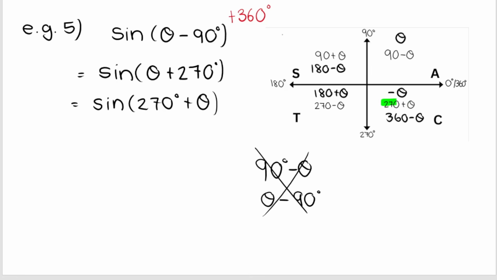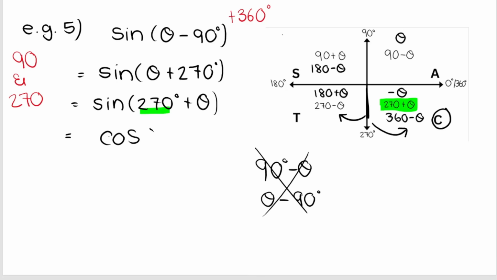And 270 plus theta is in this quadrant over here. Remember, this is 270. If you go this way, you're going smaller than 270, so it's 270 minus theta. If you're going this way, you're going bigger than 270, so it's 270 plus theta. So we are in the cos quadrant. Now, this is very, very important. Listen very carefully. Because it is a 270, and remember we said with our cofunction rule, every time you see a 90 and a 270, you know that we are going to change our ratio from a sin to a cos or a cos to a sin. So because I see a 270, I know I'm going to change this from a sin to a cos. You drop the 270 and you end up with a theta.